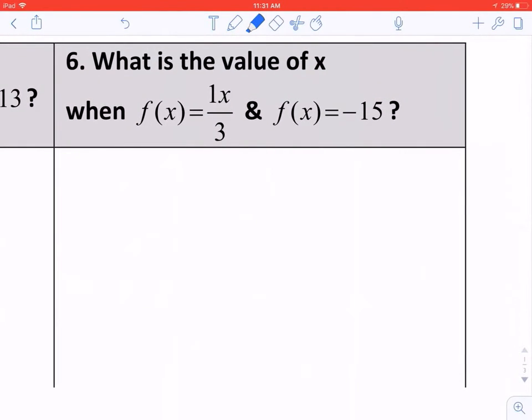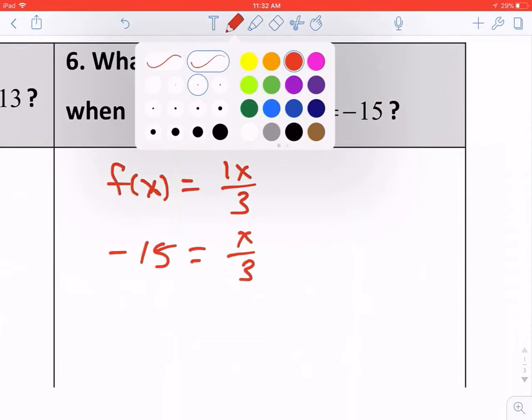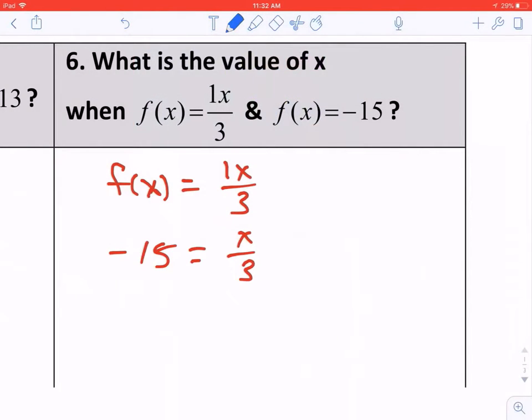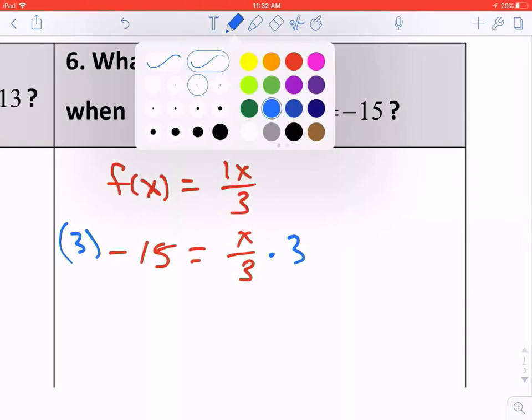Number 6. What's the value of x when f of x is 1x over 3, or we could have just written that as x over 3, when f of x is negative 15. Trying to get x by itself, right now we're dividing by 3. Opposite of dividing is multiplying. Going to multiply both sides by 3.